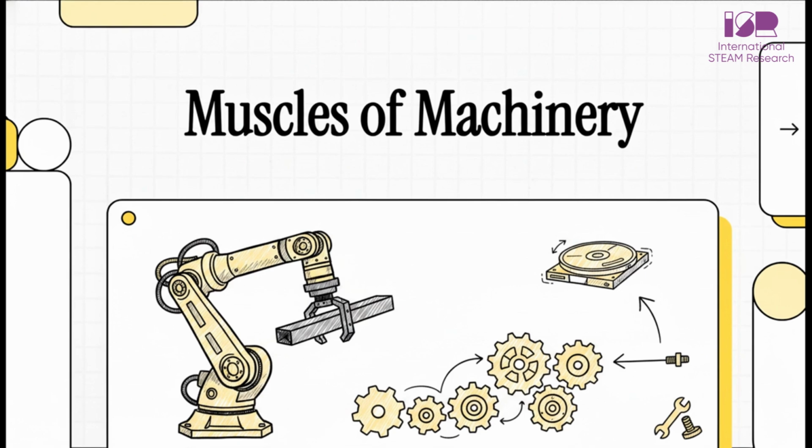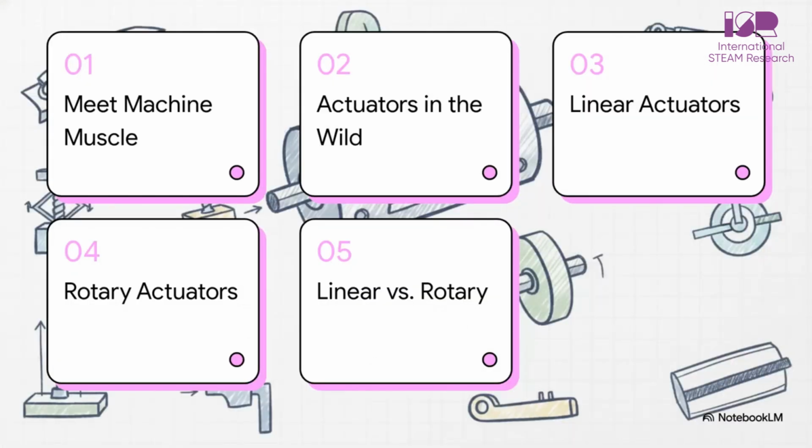Here is our quick roadmap for today. We're going to start by meeting the machine muscle, then check out some actuators out in the wild. We'll follow that up by breaking down linear actuators, then rotary actuators, and finally, we'll do a side-by-side linear versus rotary breakdown. All right, let's jump right into section 1, meet the machine muscle.